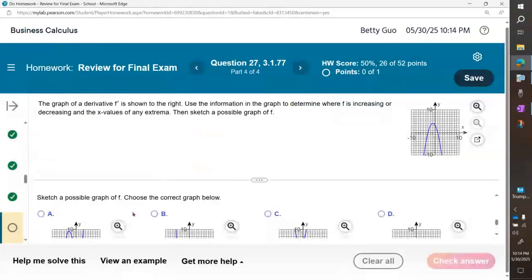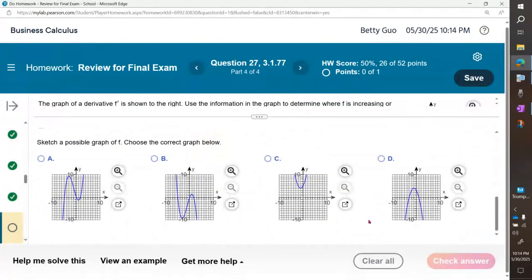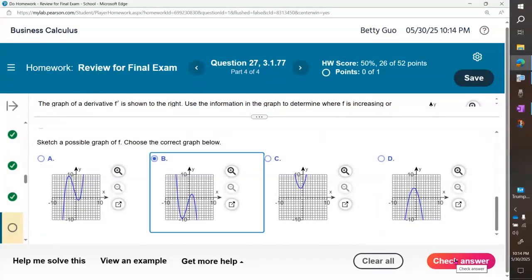Continue. Sketch the possible graph. Which one is the same as ours? It goes down first, then goes up, and then goes down, right? Yes, this one.